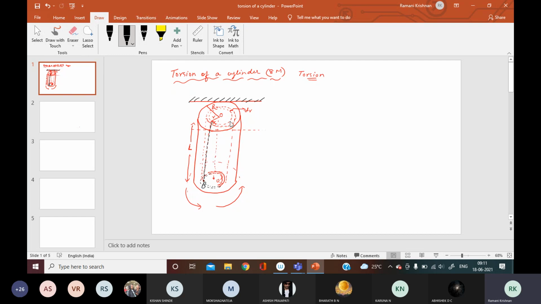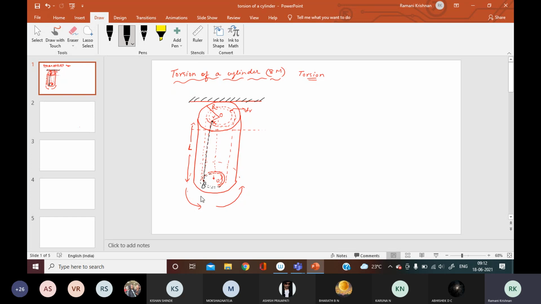Can you guess? What will happen to the upper end? What will happen to the point X at the upper end? Will it change? Will this point X shift, which is at the fixed end? Students? Yes, ma'am. Point X is at the fixed end. Why would it shift? It will not shift.